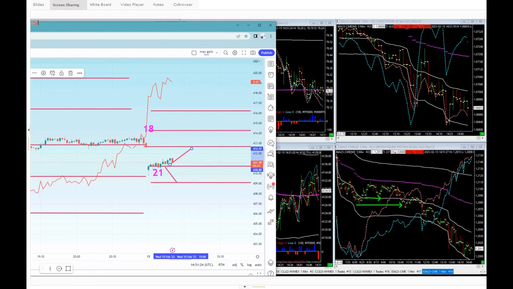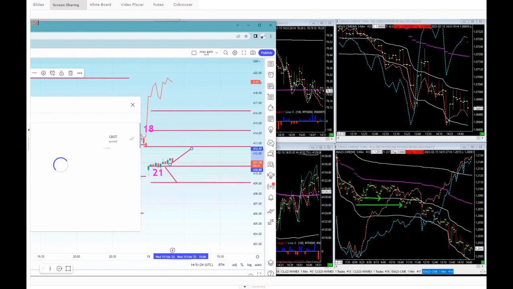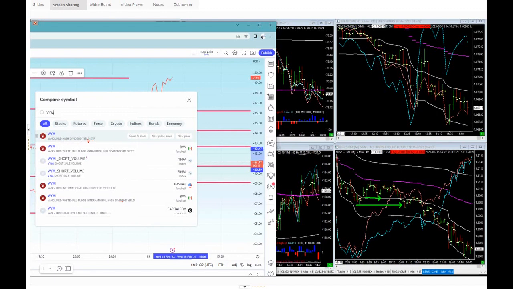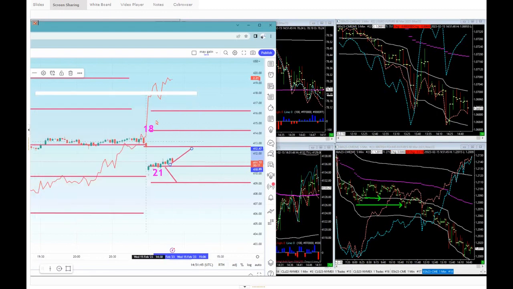So if you look at VYM, what is VYM? VYM is the Vanguard high dividend yield. Yes? In other words, growth over yield today is really, really bullish. Growth over yield is incredibly bullish. What about growth over utilities? Growth over utilities has also got quite a strong rotation attached to it.